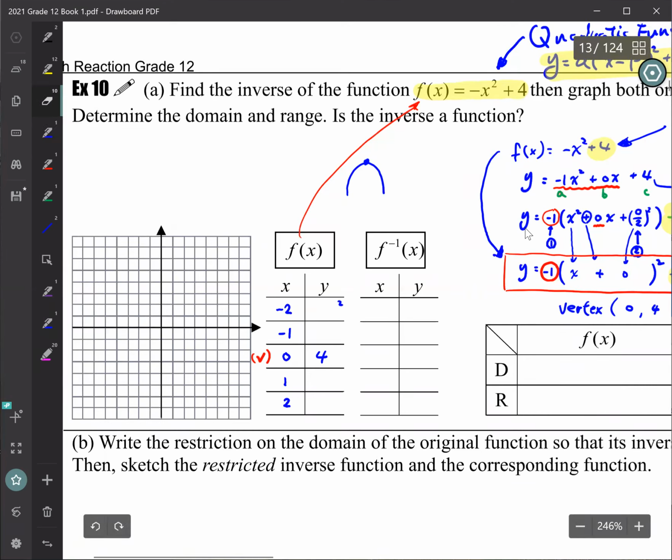So this one gives you 0. Okay, so please complete the table and raise your hand. Everyone finish the table and raise your hand.